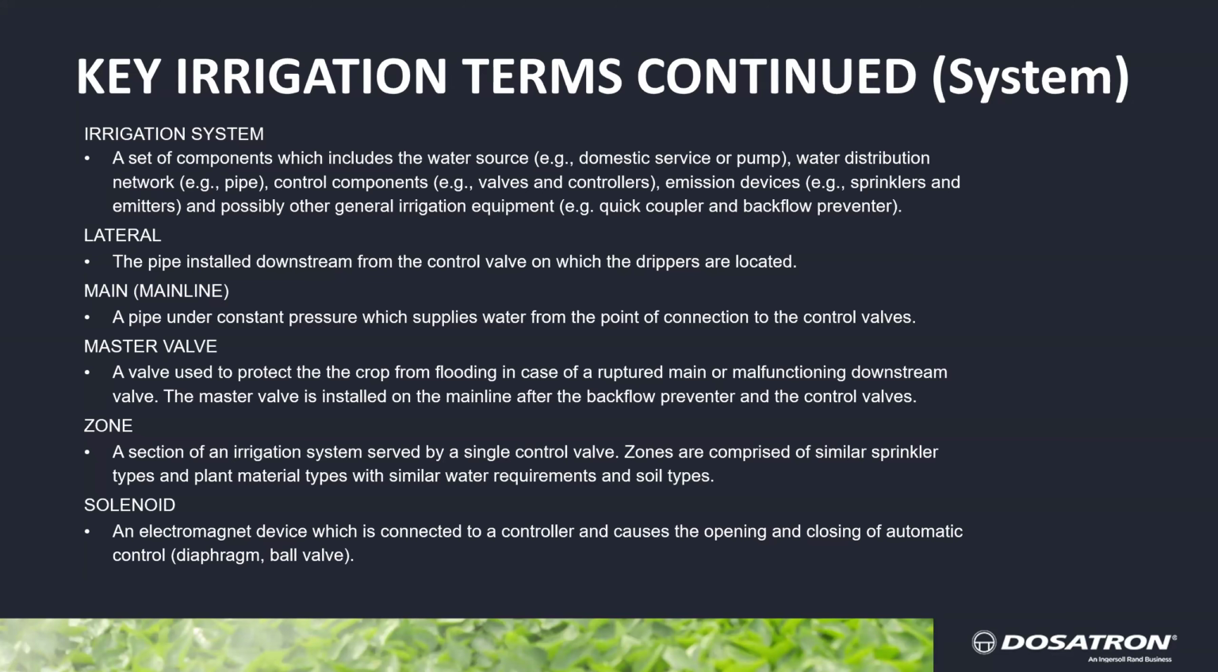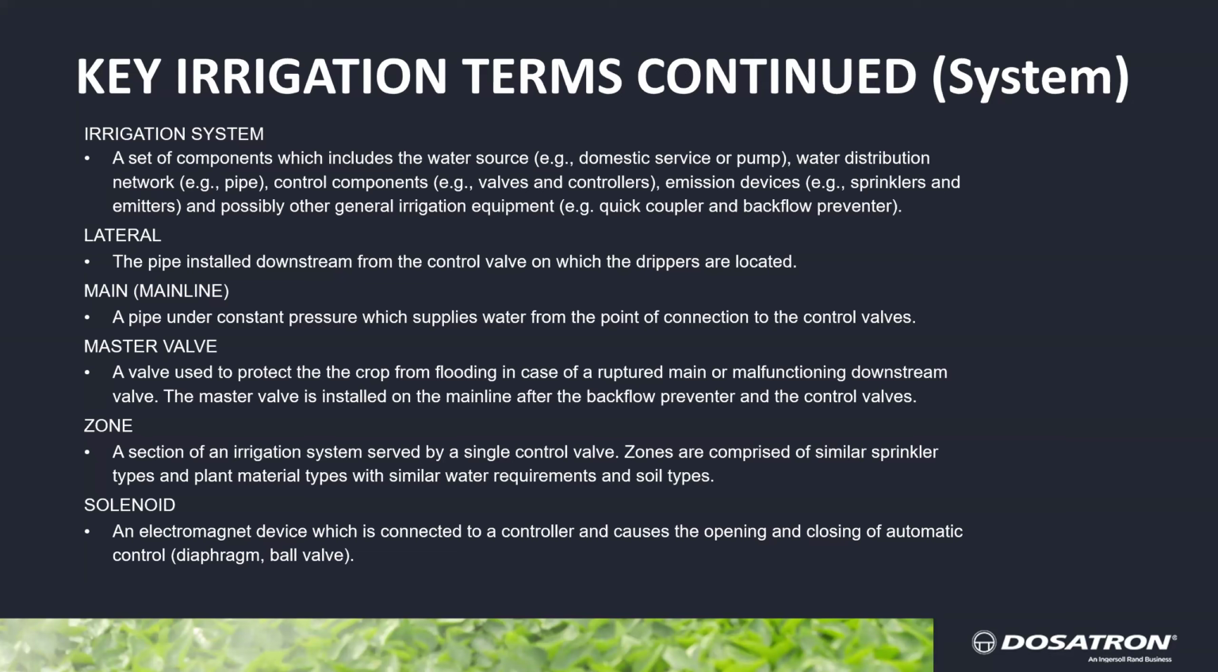A zone is a section of irrigation system served by one of these solenoid valves. Zones are comprised of sprinklers or emitters that are of the same rate, meaning that if you have a certain plant on a zone, because we want to keep them similar, we're going to use a similar emitter or a similar nozzle to water that zone. These zones will typically also include similar water requirements, irrigation duration, irrigation events, and similar substrates or soil types.